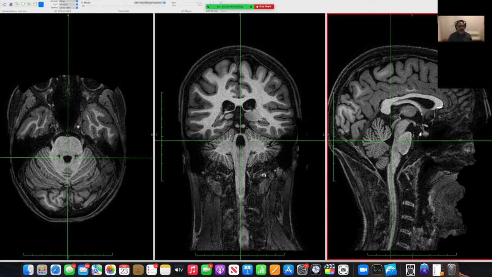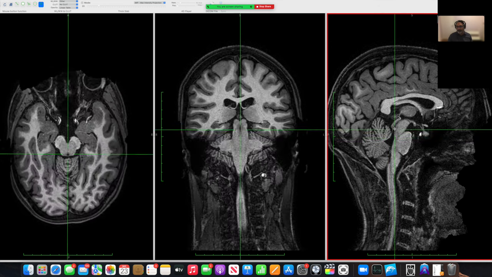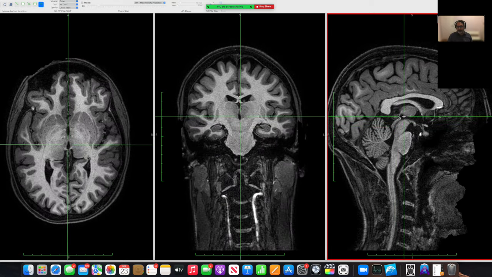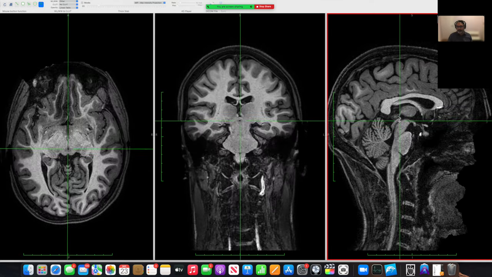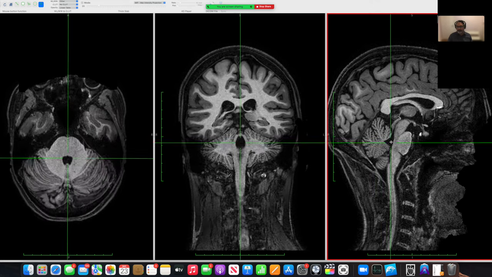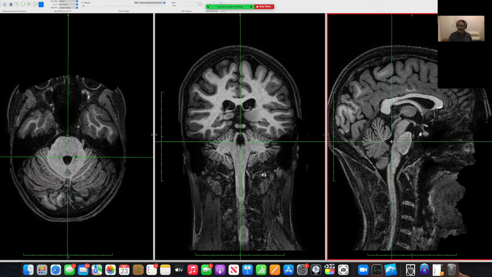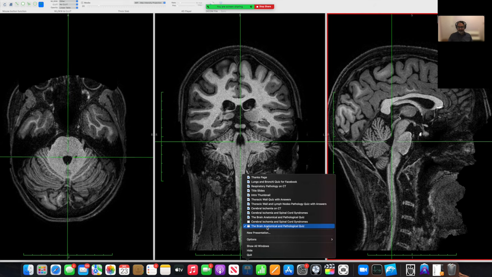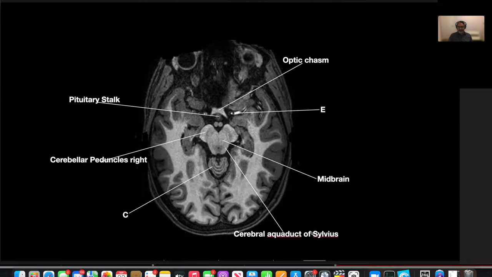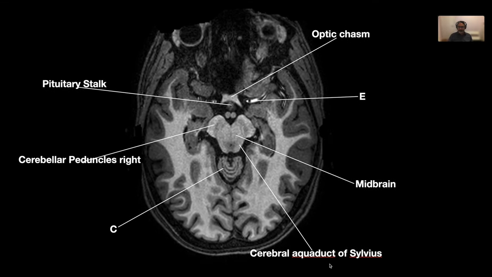While I'm doing the same thing, have a look here also, because that's the fourth ventricle right now. I'm going to move it up, and that's what it looks like when it goes from the third ventricle, through the cerebral aqueduct, into the fourth ventricle. So that's the cerebral aqueduct. That's the one. There you go. You got it.